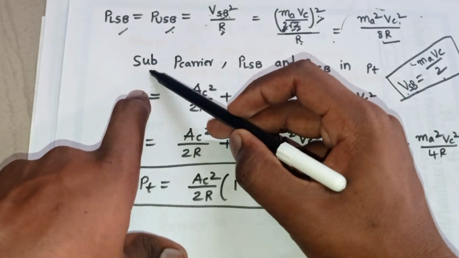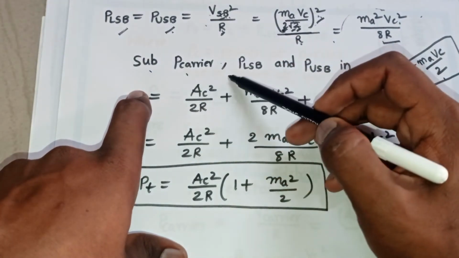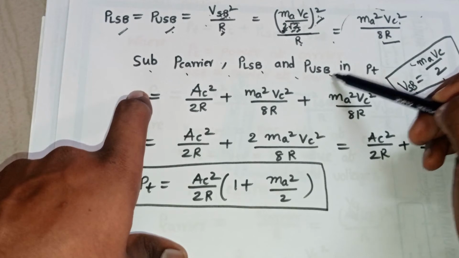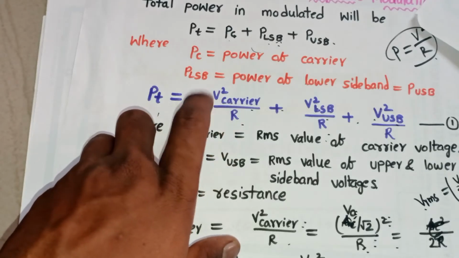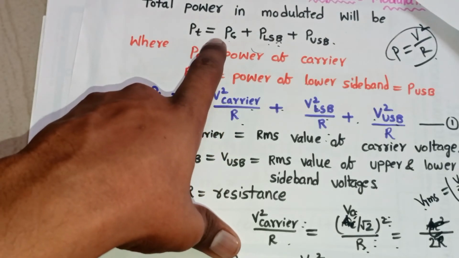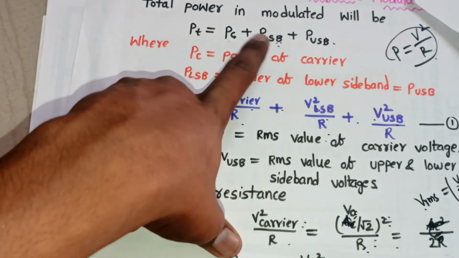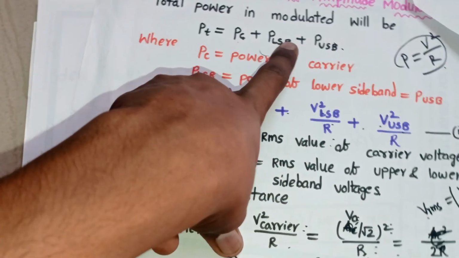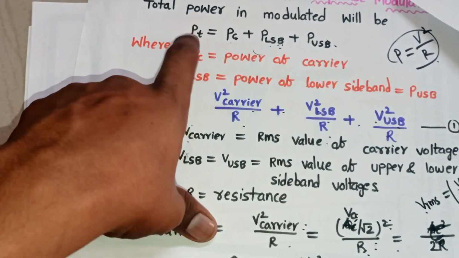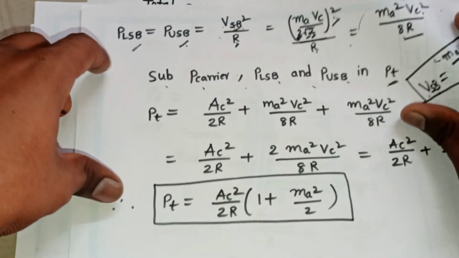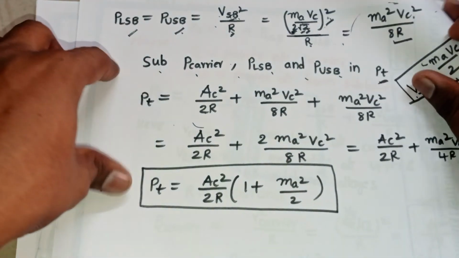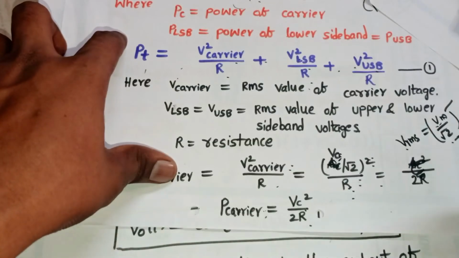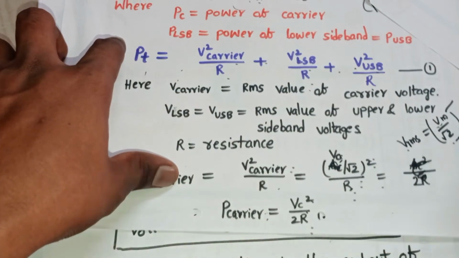Here, substitute the power of carrier, power of lower sideband and power of upper sideband in PT. PT is nothing but total power. We already found the power of carrier, the power of lower sideband and the power of upper sideband. Simply substitute those powers in this equation, then we will get PT equal to first the power of carrier, which is Vc squared by 2R.